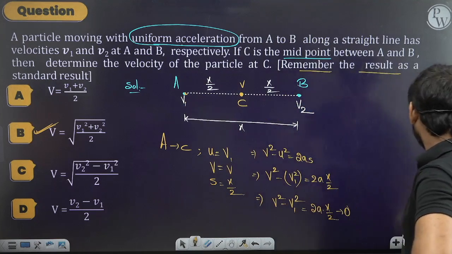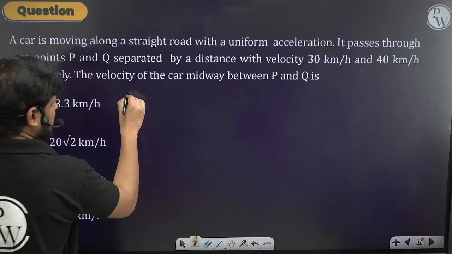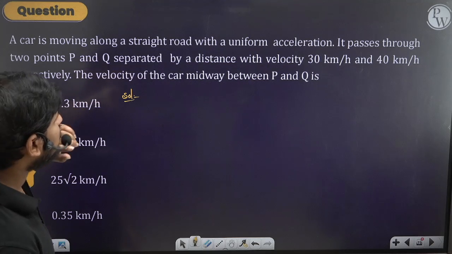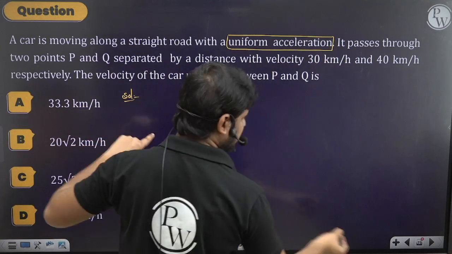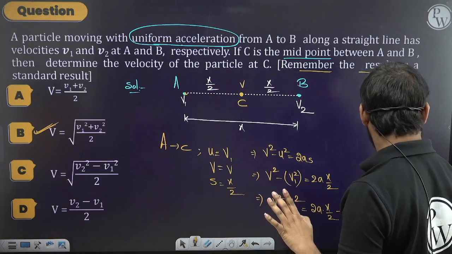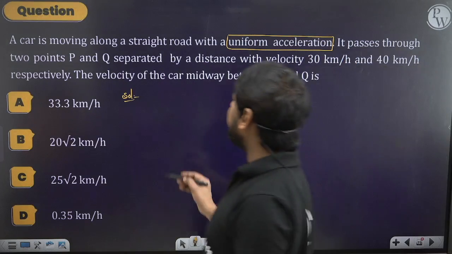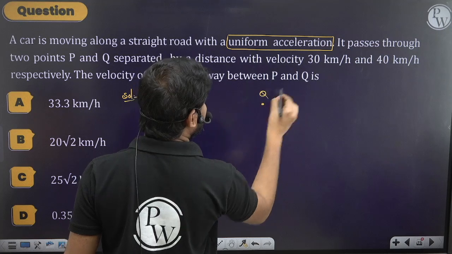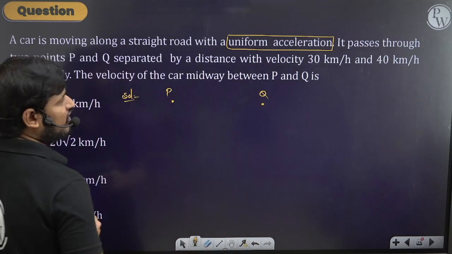Clear? So let's take one question based on this, the same question with values. A car is moving along a straight road with uniform acceleration. This equation is valid whenever the acceleration is uniform. It passes through points P and Q, separated by some distance, with velocities of 30 km per hour and 40 km per hour.